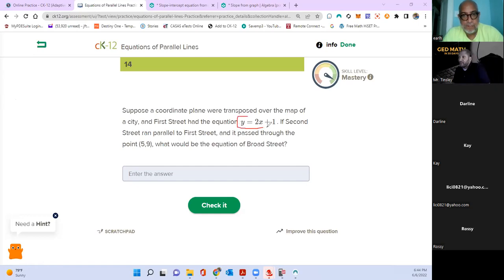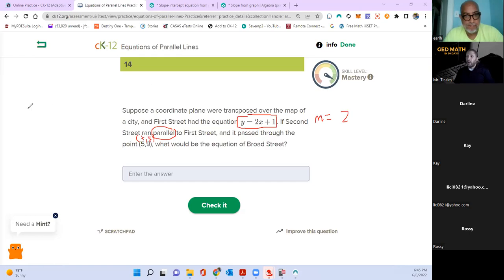So what did they give me? The 2x plus 1. Can I find the slope from that equation? What is the slope? 2. Now, I need a point. Did they give me a point? Yes: 5 is x and 9 is y. All that other stuff is extraneous. You don't even need it. The key word was parallel. You identified the equation and you identified the point. Because they said parallel, I know slopes of parallel lines are the same.